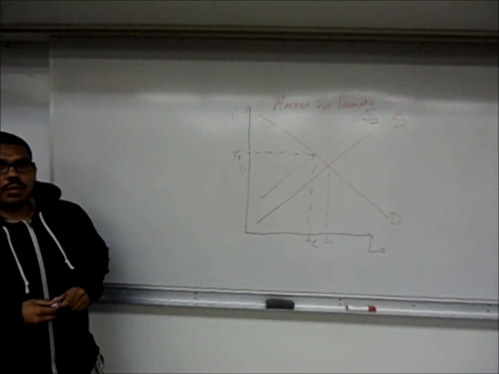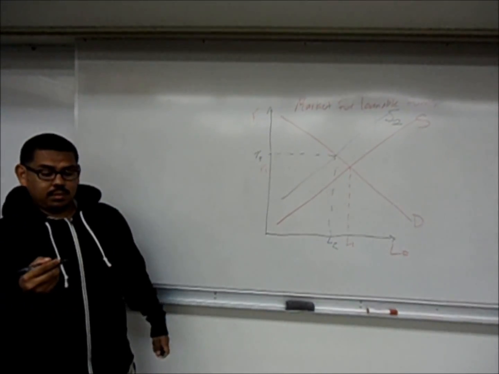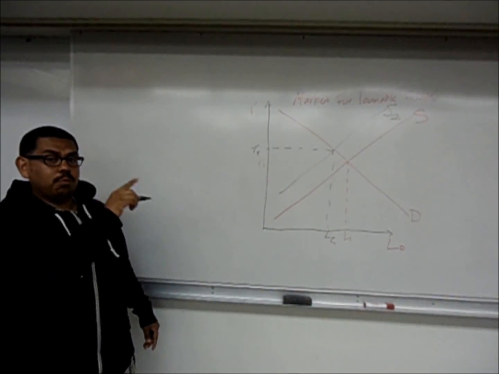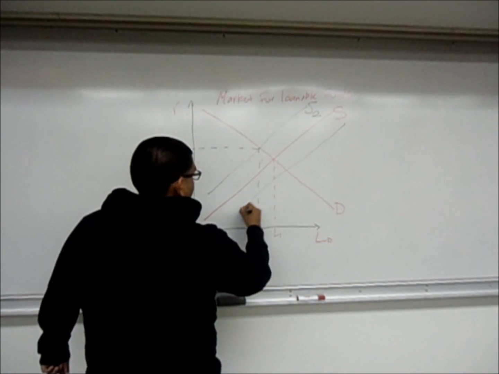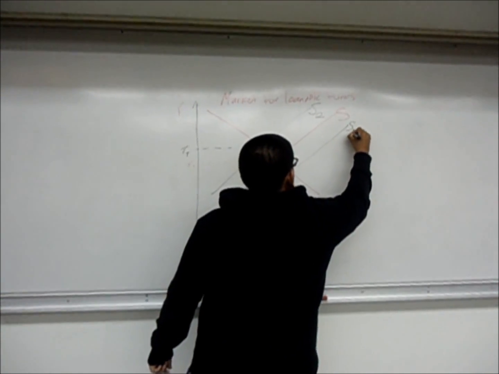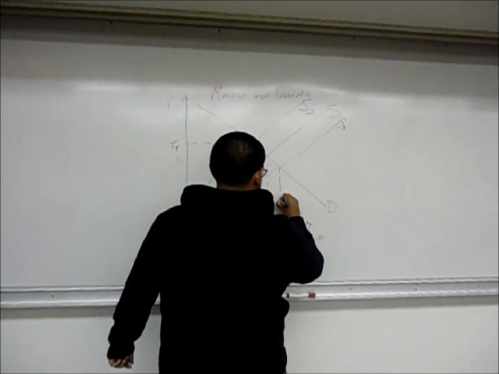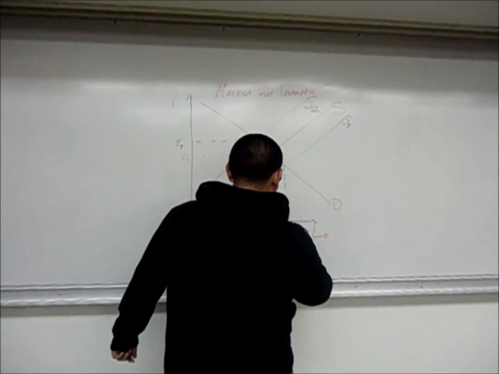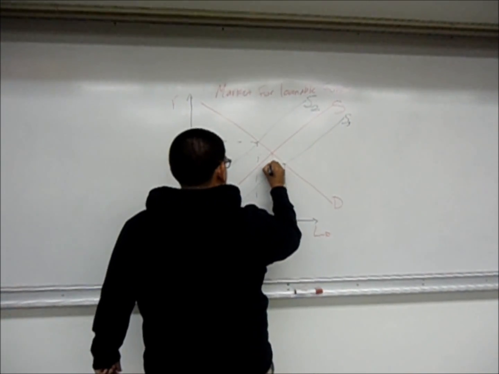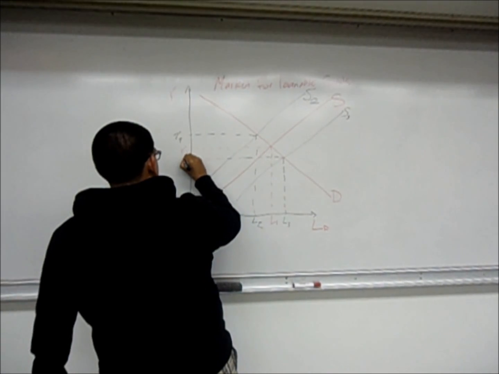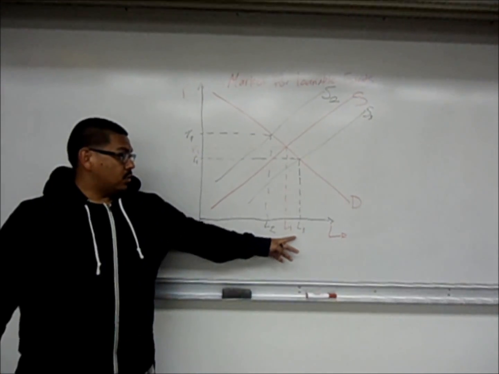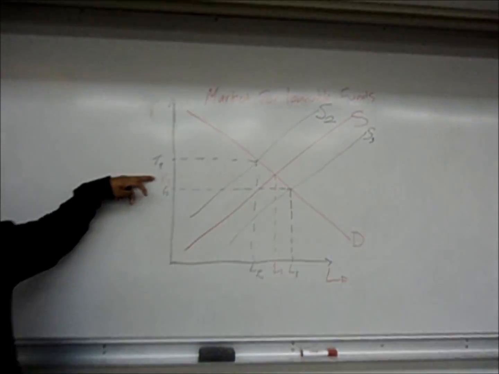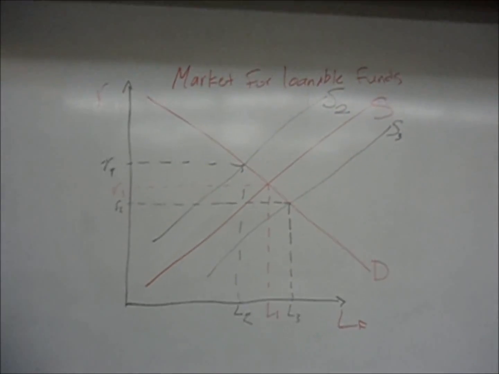Now we're going to see if the government were to run a surplus, the supply will shift to the right. The loanable funds would actually increase and the interest rate would decrease.